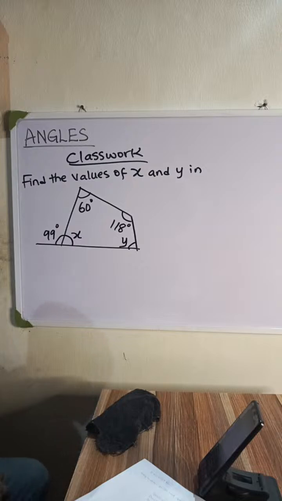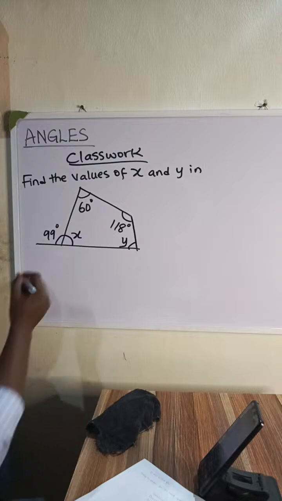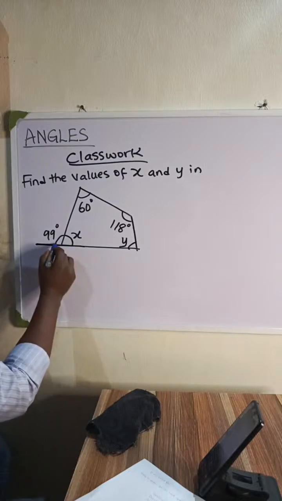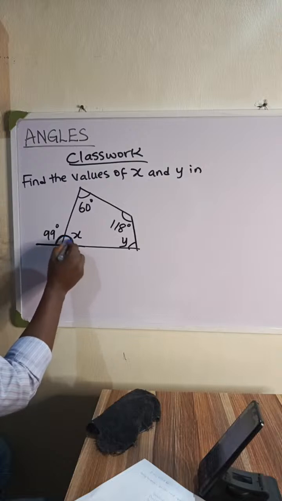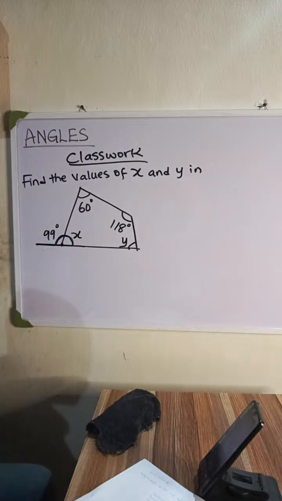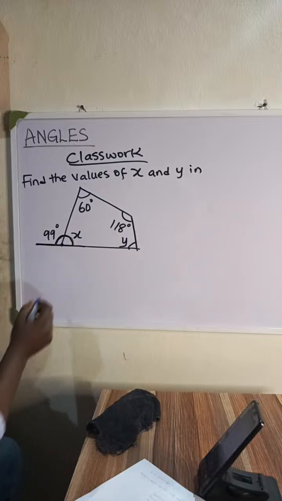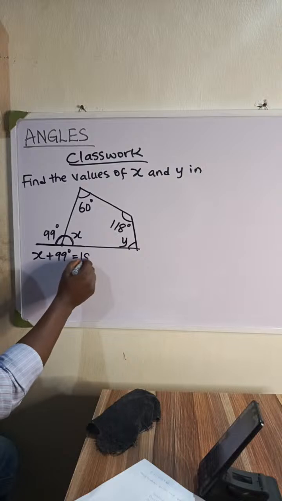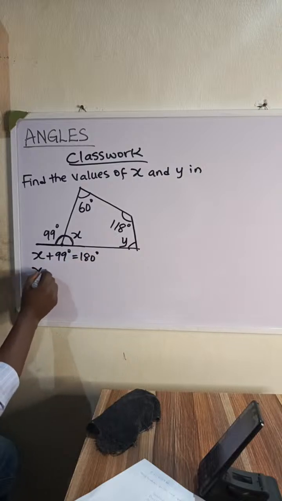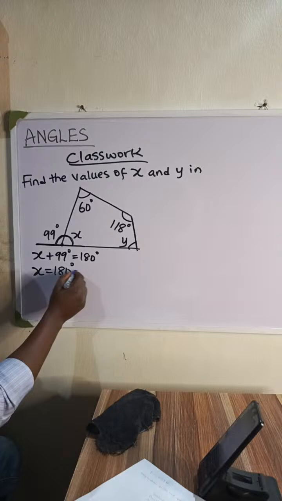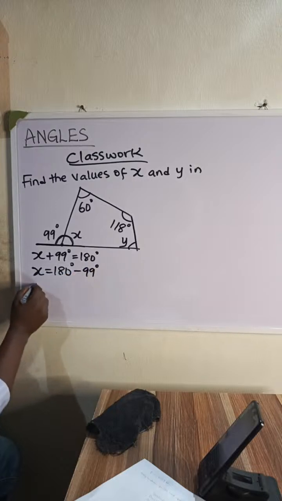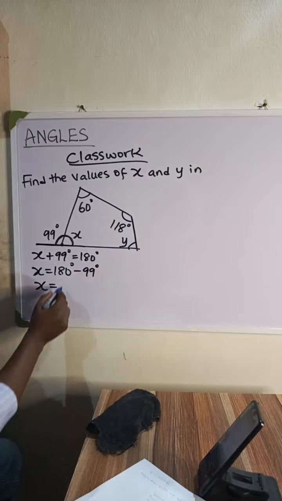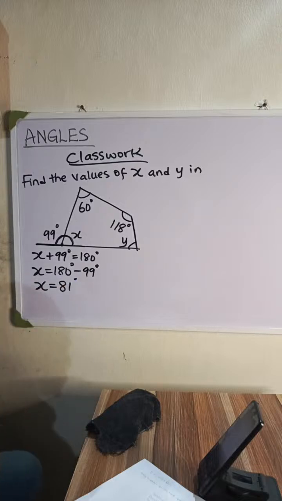Daniel says angles on a straight line. Good. So this is a straight line, and these two angles are on this straight line. And we know that the sum of angles on a straight line is equal to 180 degrees. That means x plus 99 degrees is equal to 180 degrees. X is equal to 180 degrees minus 99 degrees. X is equal to 81 degrees. So that's how 81 degrees is gotten. Good.